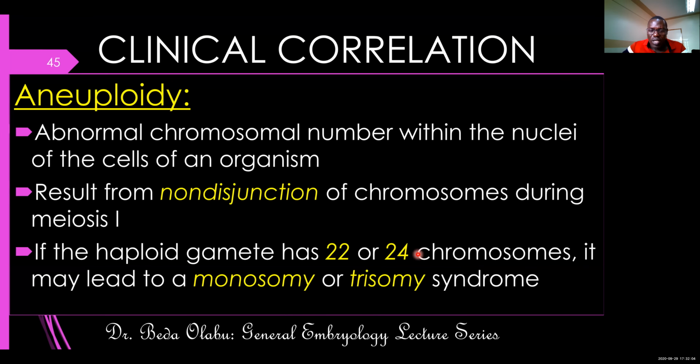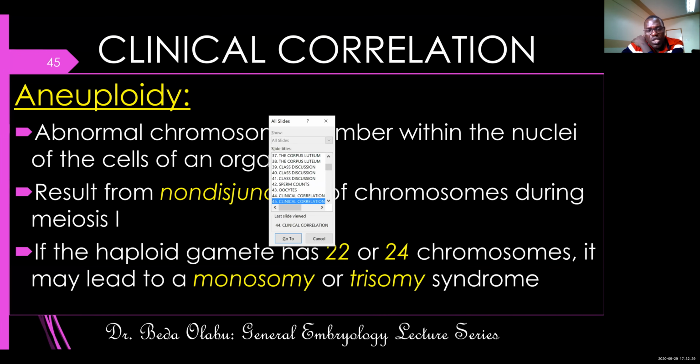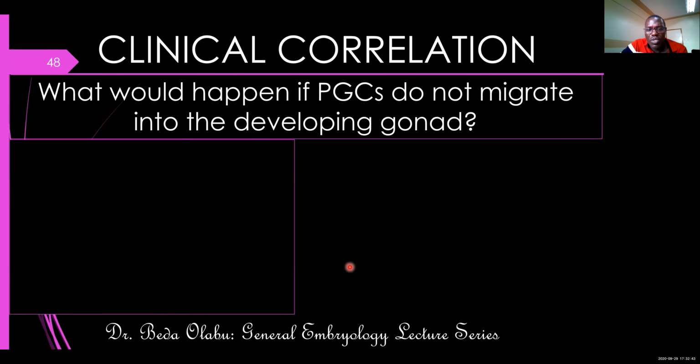Similarly, if the gamete with an extra chromosome fuses with a normal gamete, then it means that the resultant zygote will have 47 chromosomes. And that is what we call trisomy syndrome. There were various examples of trisomy syndromes that we talked about: trisomy 21, trisomy 18, trisomy 23, which we called Klinefelter syndrome, and perhaps also we talked about the triple X syndrome.